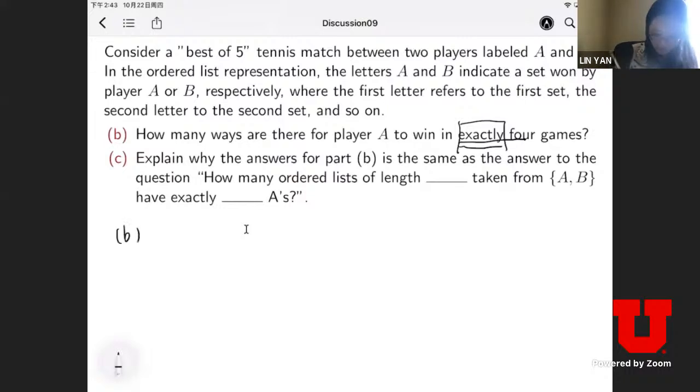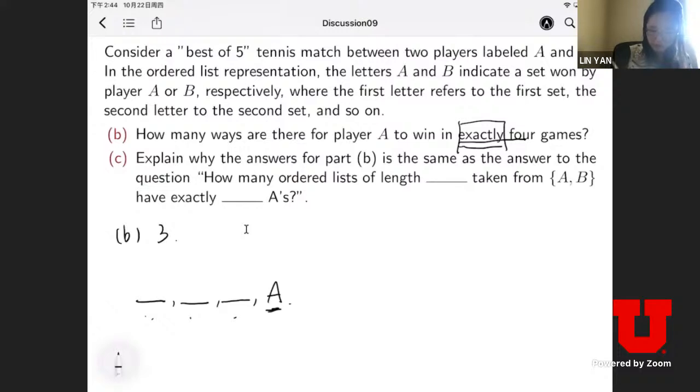Yeah, that's right. So if we want A to win in exactly 4 games, then we need to require the 4th game to be won by A. A must win 3 games to win the best of 5, and it should be won in exactly 4 games. So A should win 3 in total, but he should win the last one.